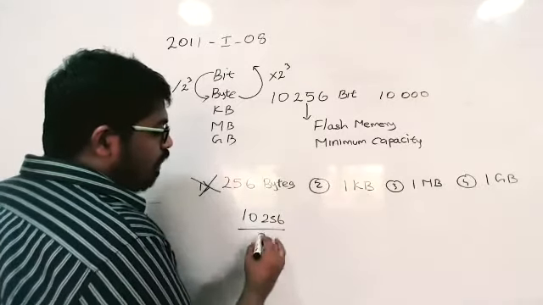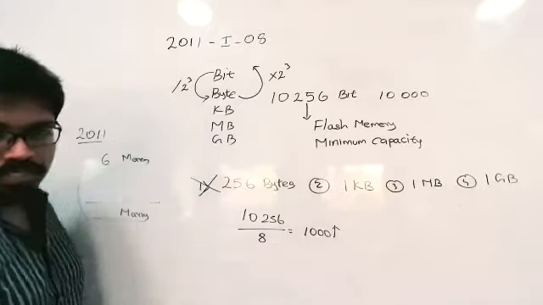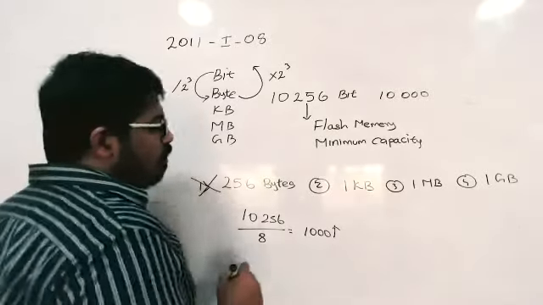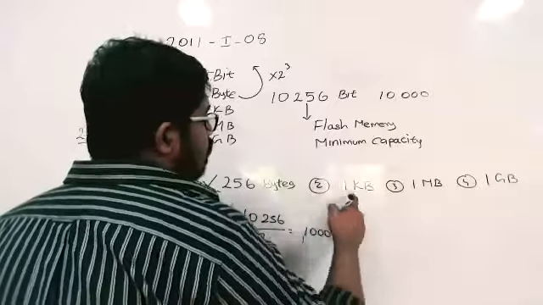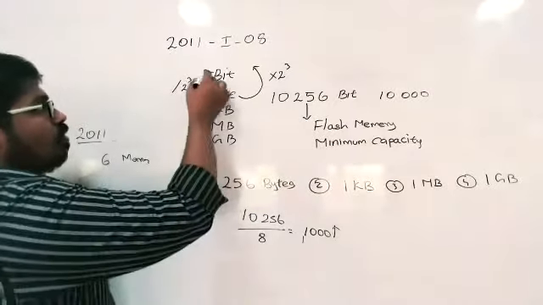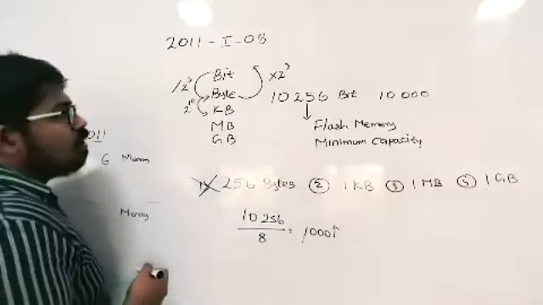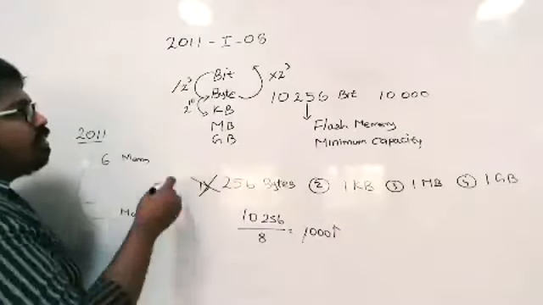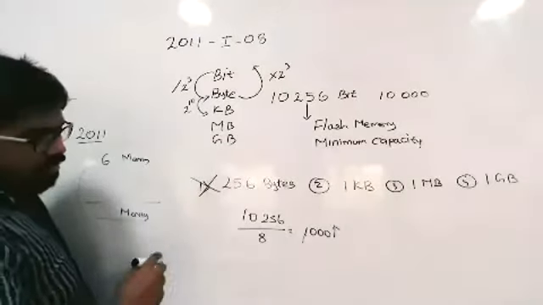10,256 divided by 8 will be greater than 1,000. That's why I removed this one, right? We will consider the kilobytes. So you have to divide it by 2 to the power 3, and again divide it by 2 to the power 10. Right? So 10,256 is going to be divided by 2 to the power 13.